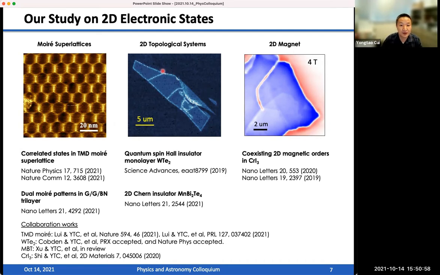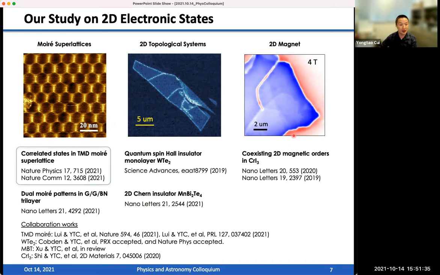Another group is the two-dimensional topological materials. What's interesting in those materials are the conducting edge states. We can study this in a few new topological systems, like monolayer tungsten telluride, which is a quantum spin Hall insulator. More recently, we have been studying manganese bismuth telluride as a 2D Chern insulator. We have also studied 2D magnetic materials, using magnetic force microscopy to study the magnetic orders in two dimensions.